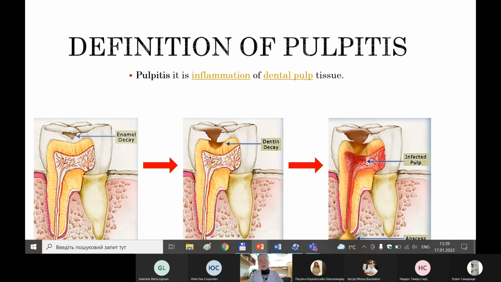Definition of the term. What is pulpitis? It is inflammation of dental pulp tissue due to several reasons.